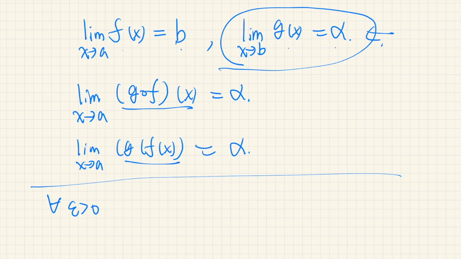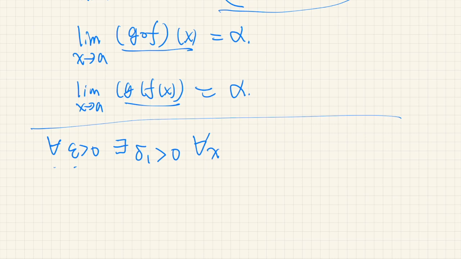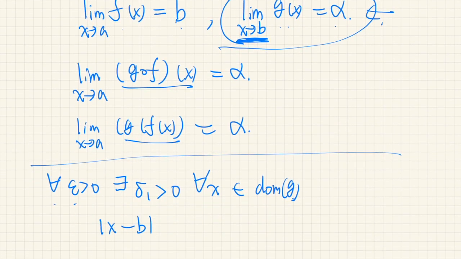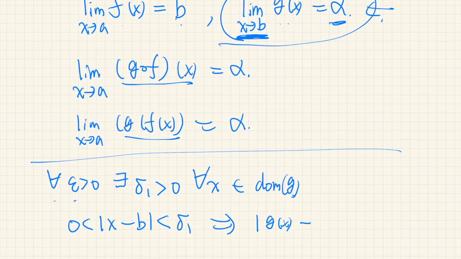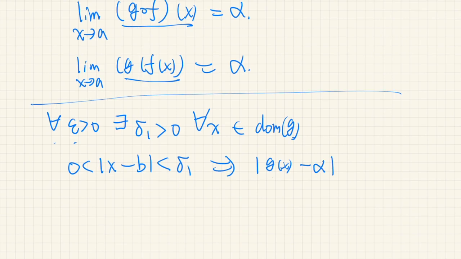Given epsilon that is positive, there exists, let's say, delta 1 that is positive, such that for all x in the domain of g, if the difference between x and b, so here we are considering x approaching b, is between 0 and delta 1, this implies the difference between g of x and alpha is less than epsilon.